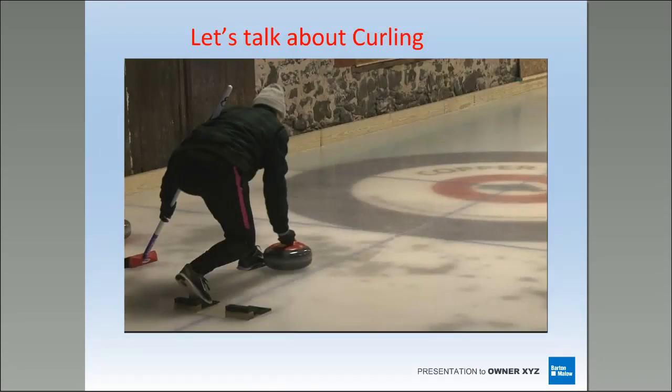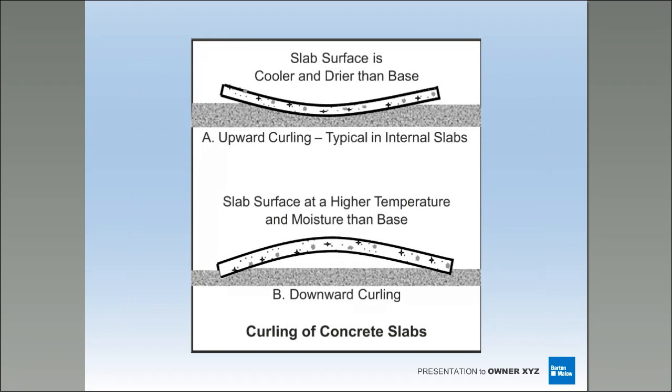I'm watching my time here, and we're not talking about the sport of curling, all right? We're going to talk about slab curling. Typically, upward curling is typical on internal slabs, downward curling on external slabs, typically on your pavements. We're not going to worry about that so much. The one that we're going to fight with and deal with probably through our career is this one right here. This is the one we live by on most of our placements in these buildings that are going to get polished.